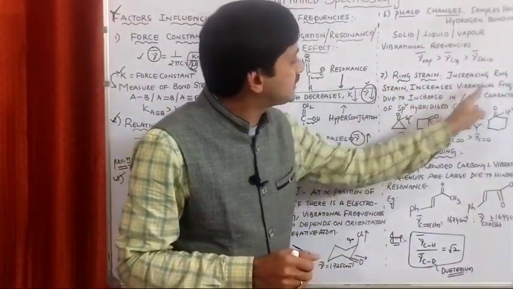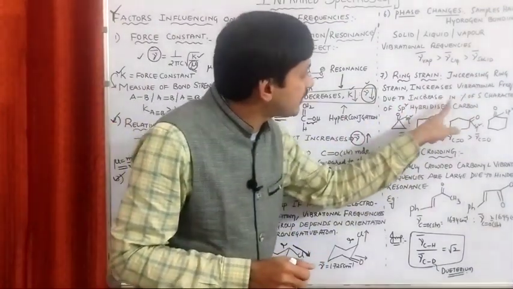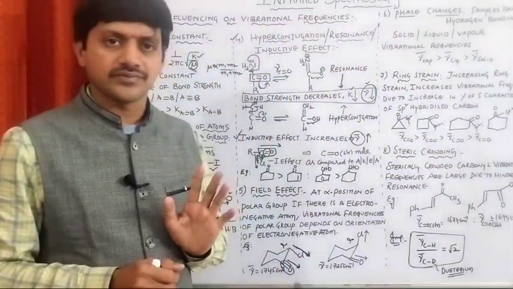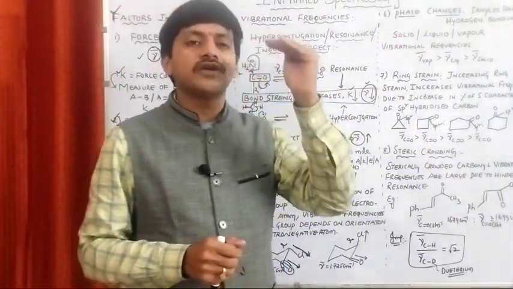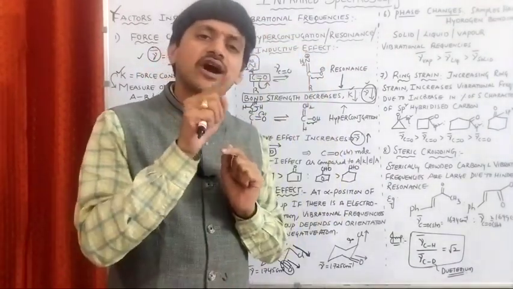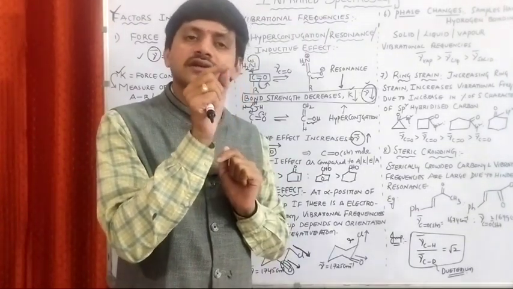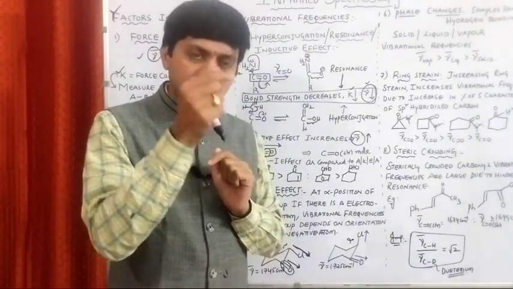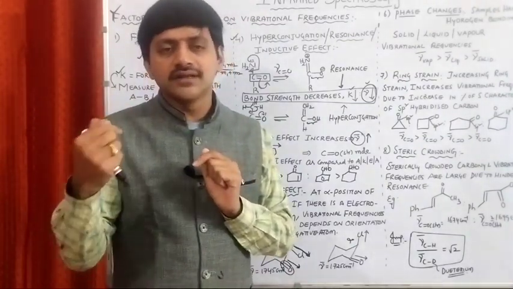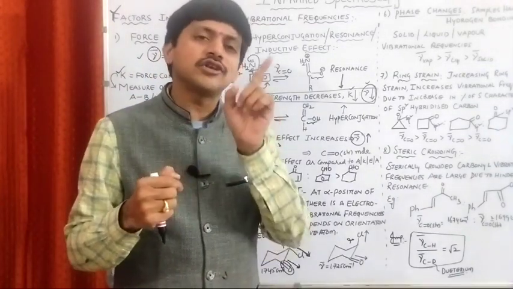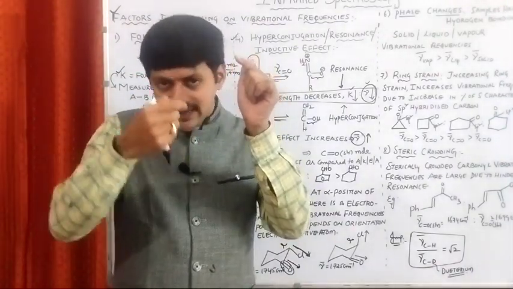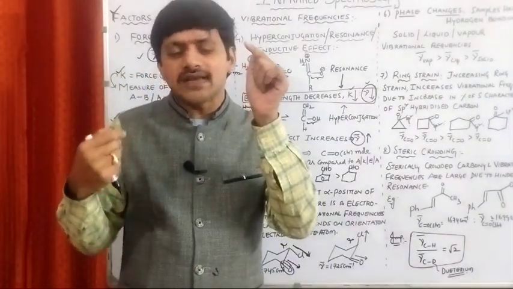Increasing ring strain increases the vibrational frequency. Why? Because the percentage of s character of the sp2 hybridized carbon increases. Already we have seen this in alkane, alkene and alkyne CH stretching. The CH in an alkane has a lower frequency compared with the CH in an alkene and the CH in an alkyne. In an alkane, carbon is sp3. In an alkene, carbon is sp2. In an alkyne, carbon is sp.